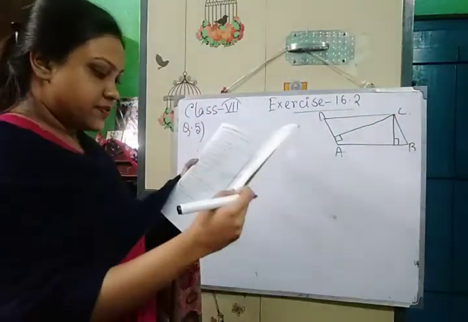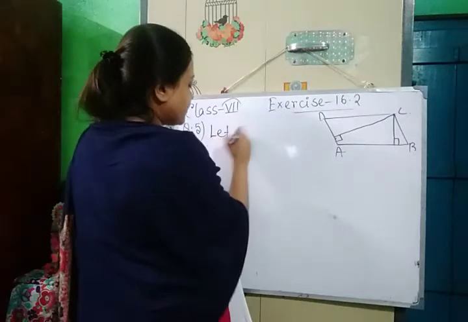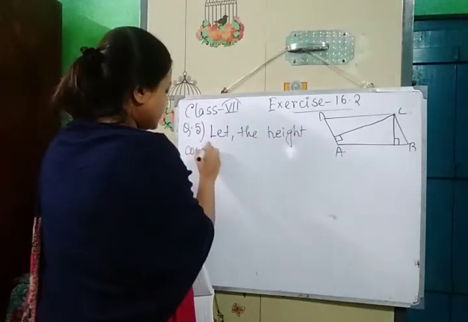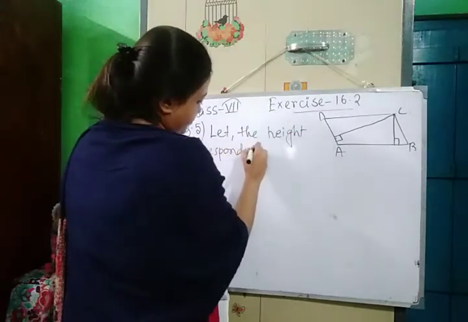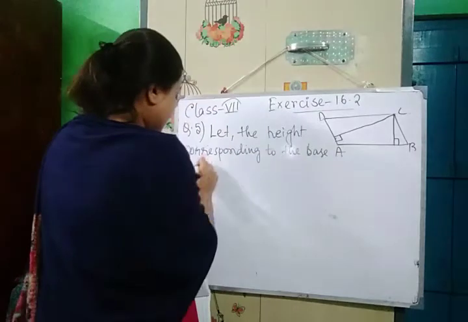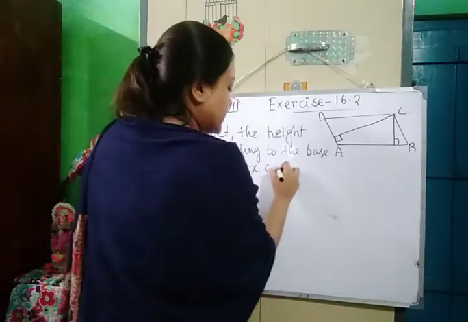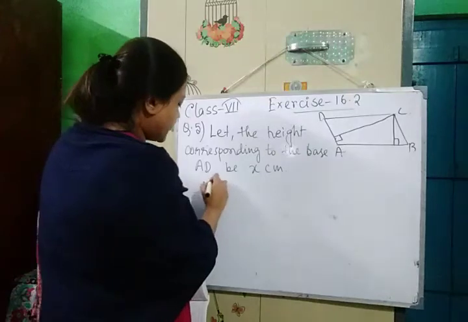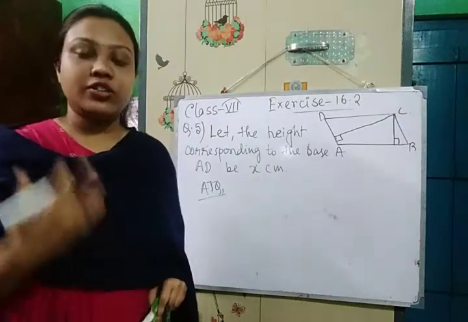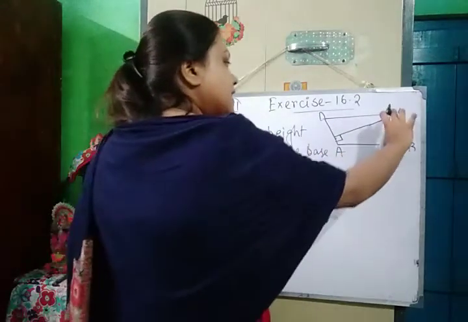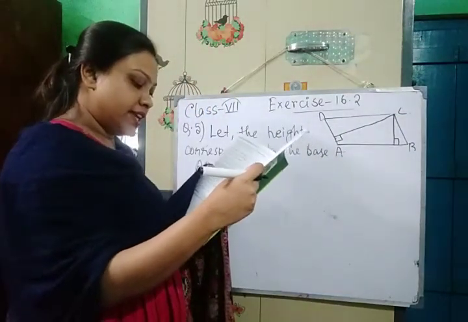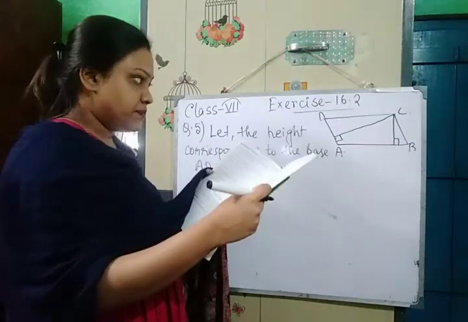And what is the unit here? Centimeter. So let the height corresponding to the base AD be x centimeter. Now see, according to the question, what is the formula to find out the area of parallelogram? Base into height. So base AB into this height, the length of AB is 6 centimeter.